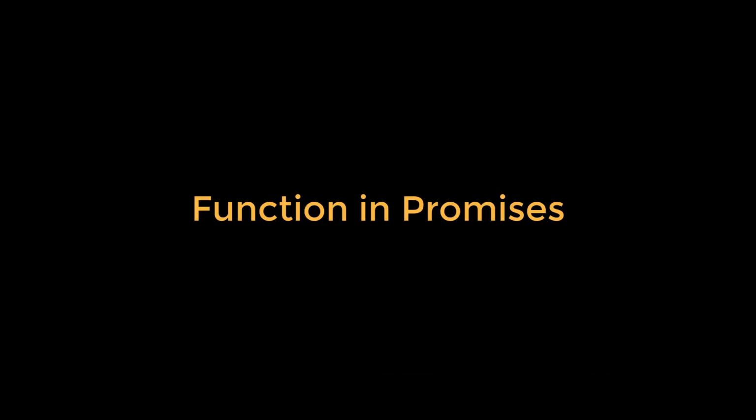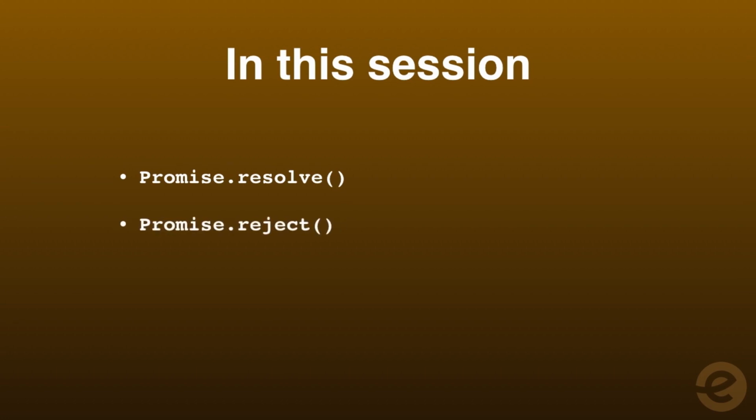We've covered how to chain promises together and delved into a real-world example with the JavaScript fetch request. In this session, we'll go over a few remaining details on promises, specifically the Promise.resolve, Promise.reject, Promise.all, and Promise.race functions.